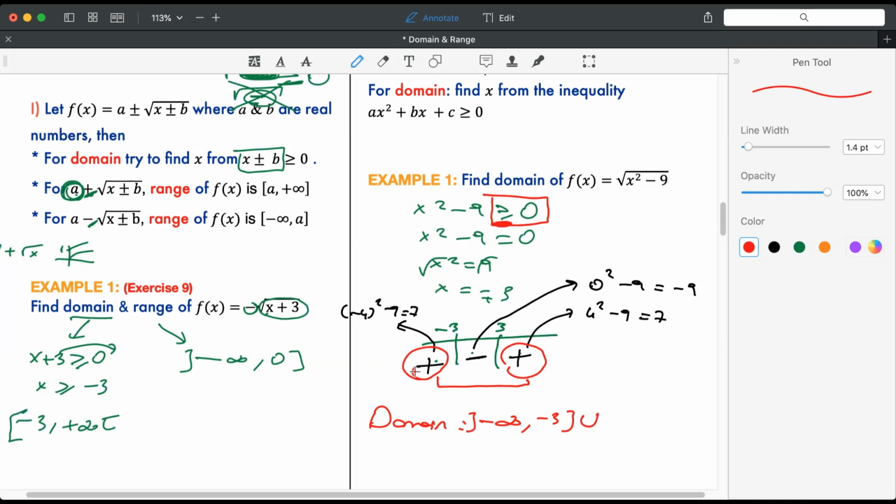Union, we are going to combine those two regions. When we do this combination, we are using union from 3 to positive infinity. So this is the way of solving domain questions when there's a quadratic function under the radical.